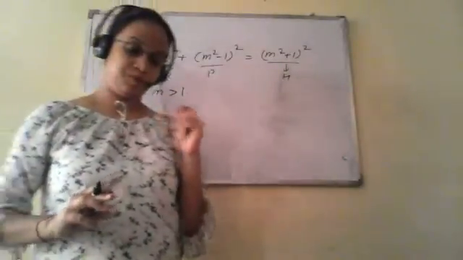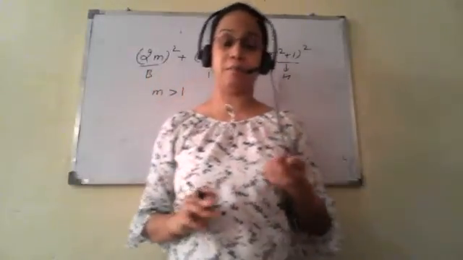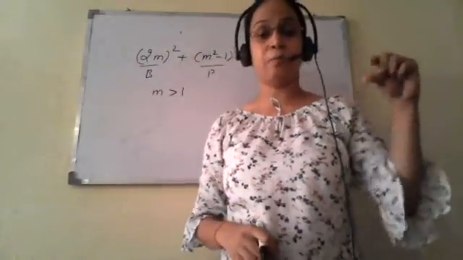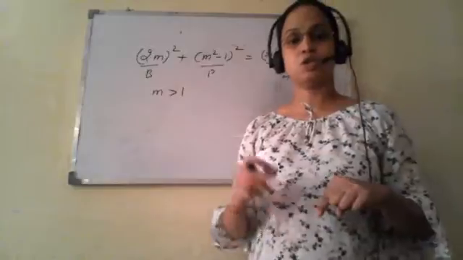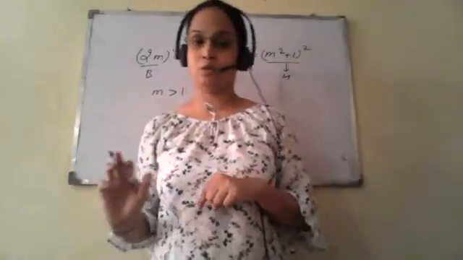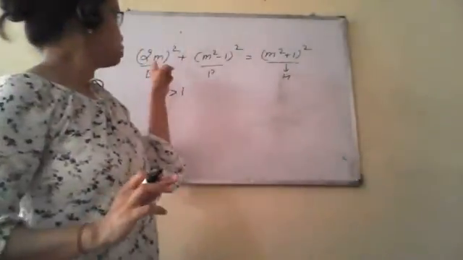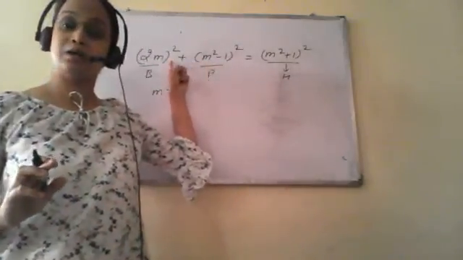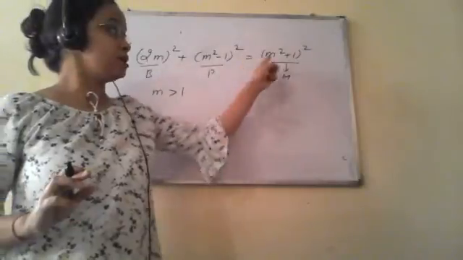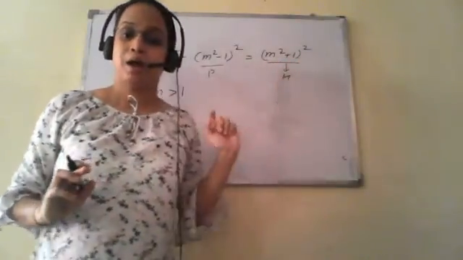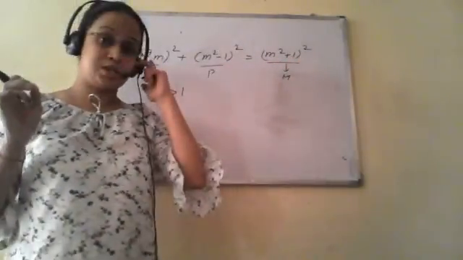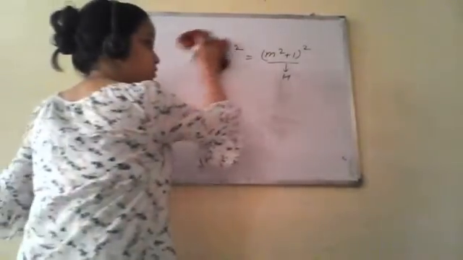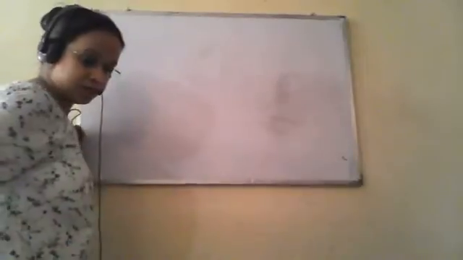Now a triplet is a set of three numbers in which the square of the biggest number should be equal to the sum of squares of the other two numbers. And 2m and m square minus 1 represent the other two smaller numbers, and m square plus 1 represents the hypotenuse or the bigger number. So keep this in mind. I hope this generalized form is clear.